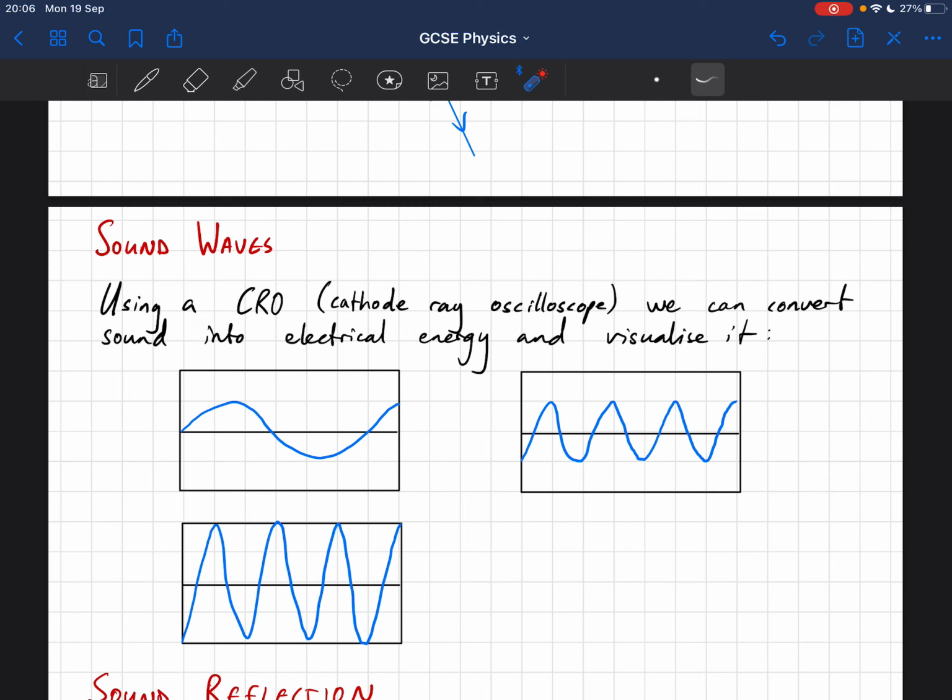And the difference between these two is they're the exact same frequency, so they're the exact same pitch.